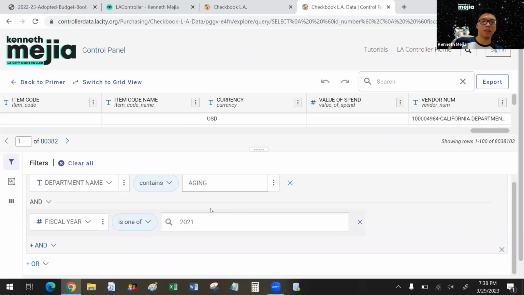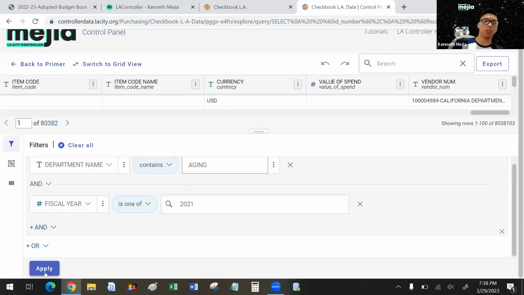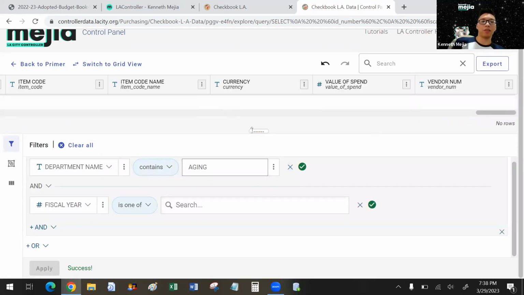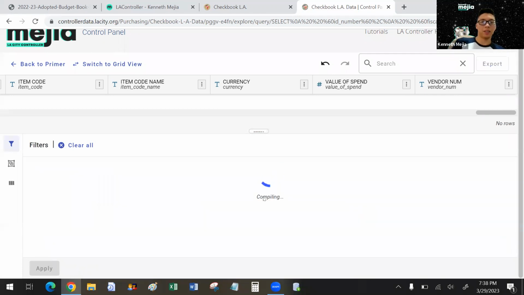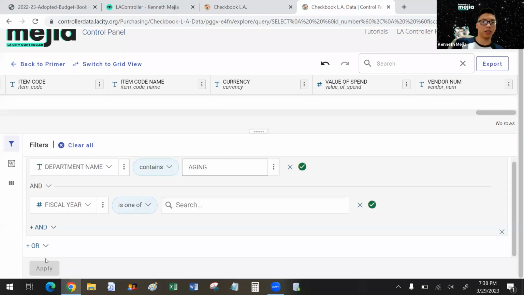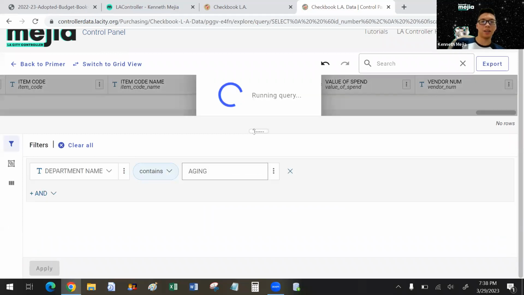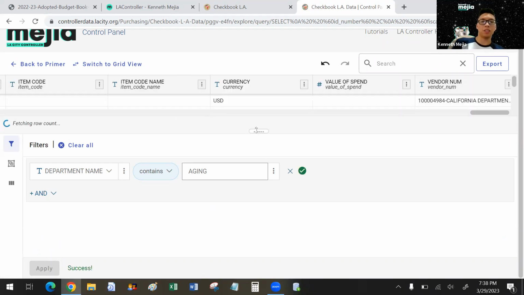Then you put in your criteria and apply it, and it will update at the top, and you have your information up here. Looks like it's not popping up. Let me close this out. Aging. Okay, and let me apply it here. It's going to run an inquiry, and as you can see, it'll show you all the expenses for that department. It's fetching the rows here.